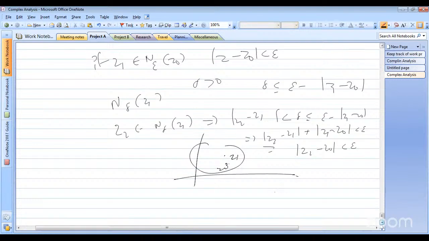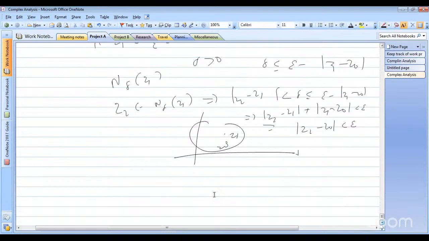By choosing this, using the triangle inequality, z2 belongs to N(epsilon, z0). So the neighborhood of z1 is a subset of the neighborhood of z0. Seeing the figure of this one, this is called an open set.